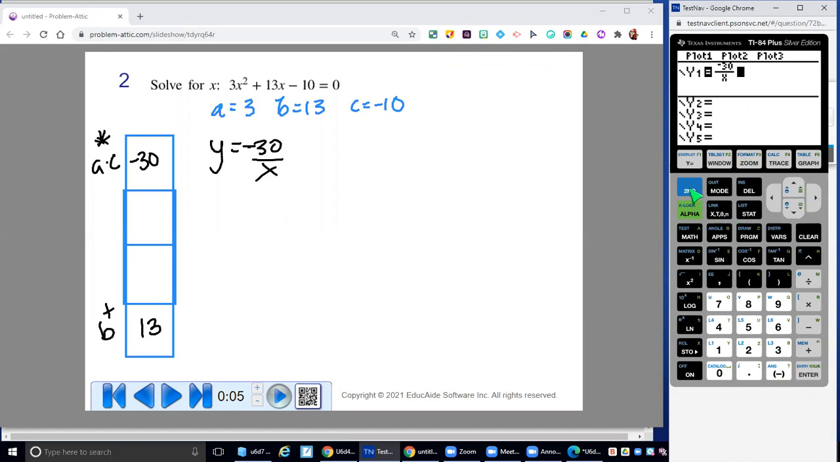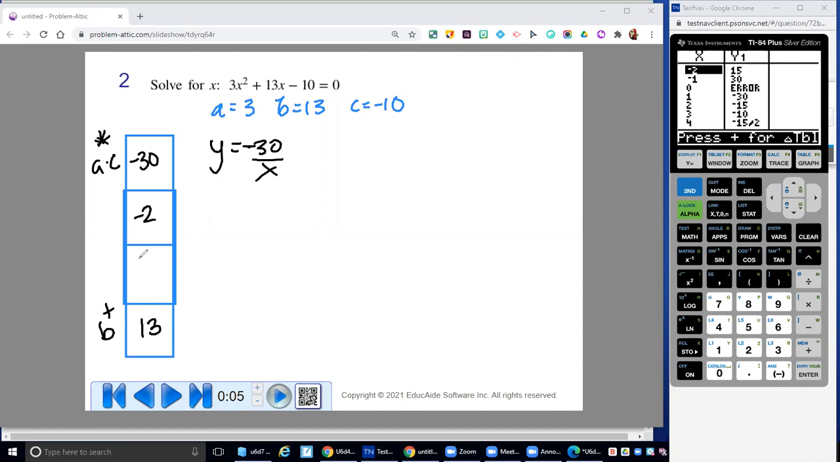And then I hit second graph. And I'm looking for two numbers that add up to be 13. So 30 take away 1 is 29, too big. 15 take away 2 is 13. So yay, we have our winner, okay? And we have -2 and we have 15. Doesn't matter if you put the 15 on top, that's fine.